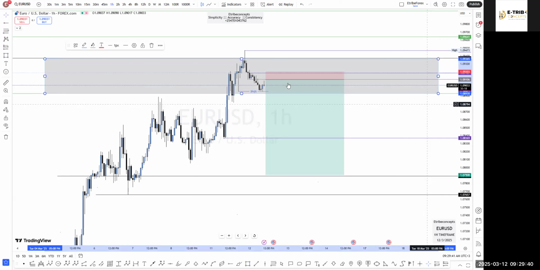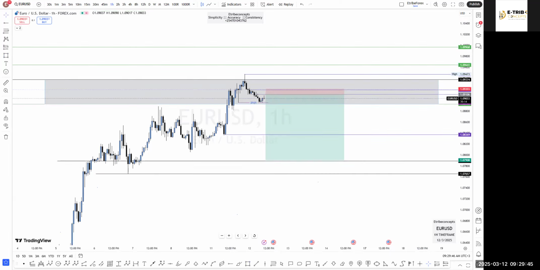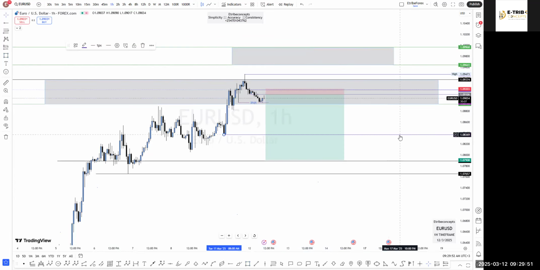So if this setup fails, if I don't get a valid sell setup, my next point of interest for sales will be upper. I hope that is clear. Guys, remember, we trade based on what price tells us. We trade based on what the market or price action is telling us.